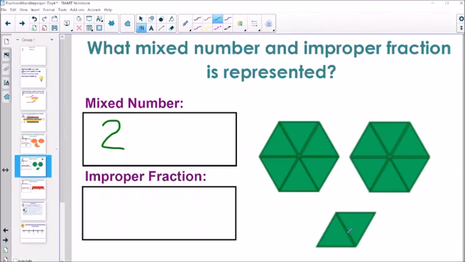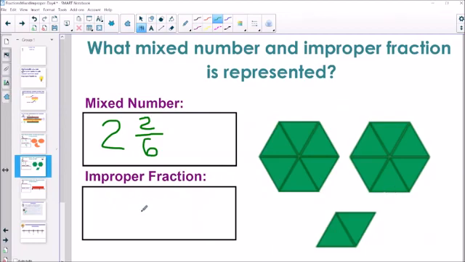I've got 2 pieces left over, but what is my denominator? Well, I need to look and see how many pieces did we use to make 1 whole. We used 1, 2, 3, 4, 5, 6. So I know that the size of my pieces are sixths. All of these are sixths. And how many did I have left over? I had 2 sixths left over. So 2 and 2 sixths would be this as a mixed number.